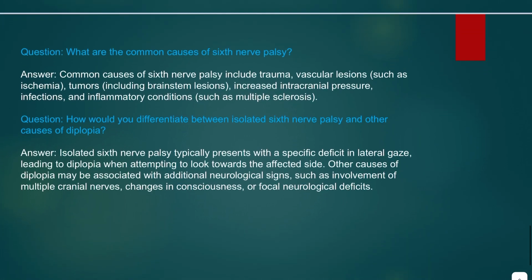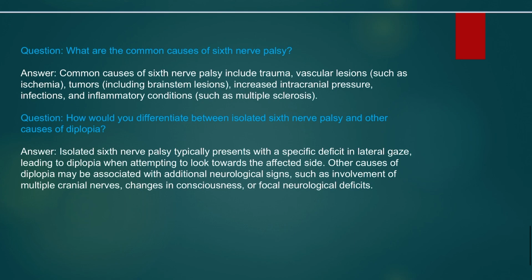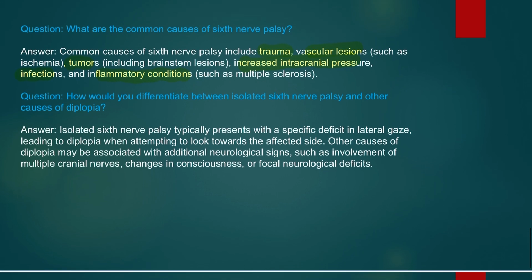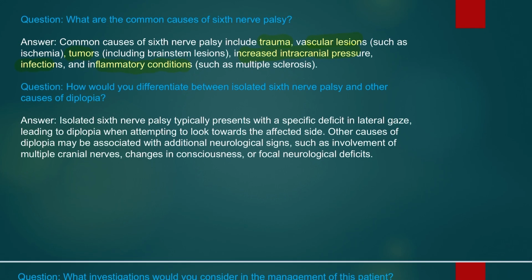So some of the questions which are commonly asked, we have covered almost everything. What are the common causes of sixth nerve palsy? So common causes include trauma. It can be vascular lesions such as ischemia, tumors including brainstem lesions, increased intracranial pressure, infections, and inflammatory conditions such as multiple sclerosis.